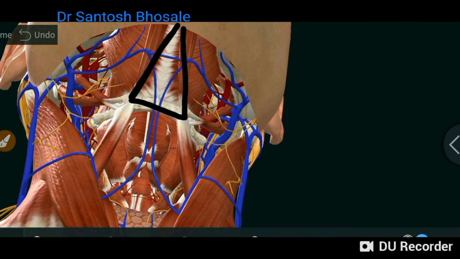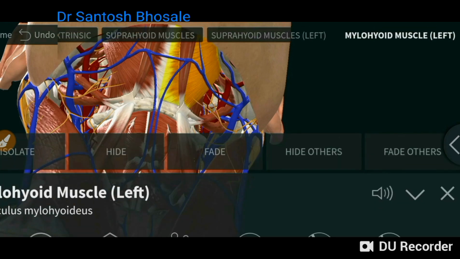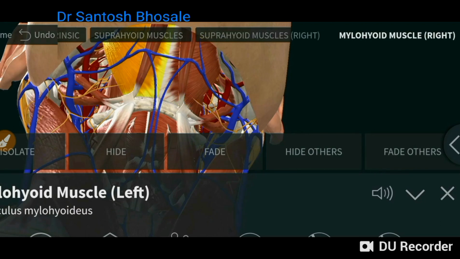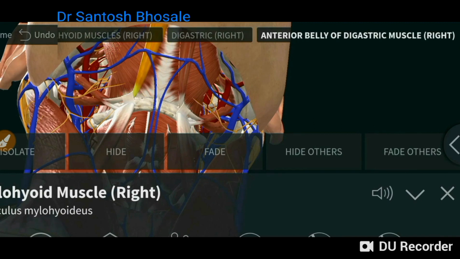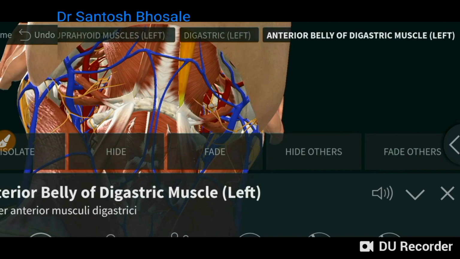And coming to the submental triangle, this is the submental triangle. Already told you, median and unpaired triangle. You can see on either side the anterior belly of digastric. Base is formed by the body of the hyoid bone. Apex is formed by the symphysis menti. And you can see the mylohyoid muscle coming from the mylohyoid line of the mandible, forming a median raphe there. Mylohyoid muscle is also called the oral diaphragm.